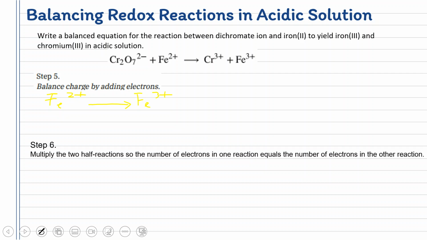So how many charges do we have on the left hand side for iron? What's the charge for iron here? If you look at this, we have 2 plus here, but here we have 3 plus. They are not equal. This is 2 plus, this is 3 plus. It means that this is 2 electrons lost.